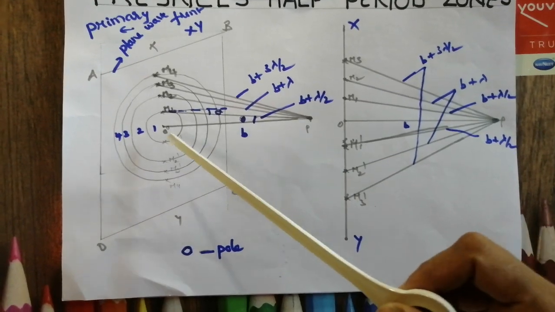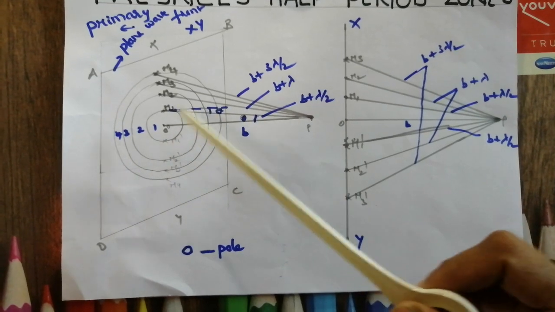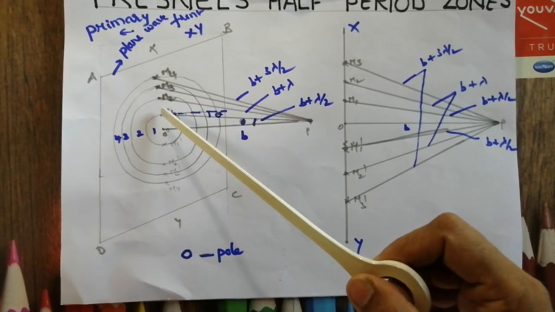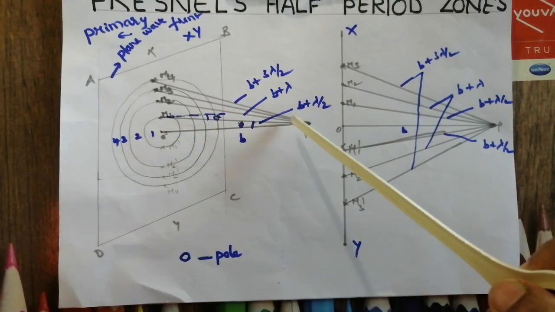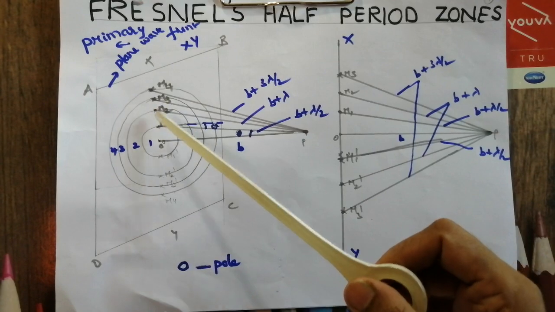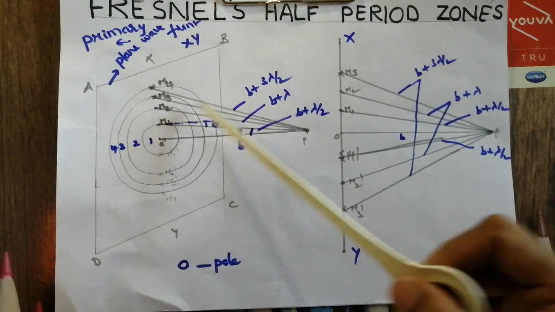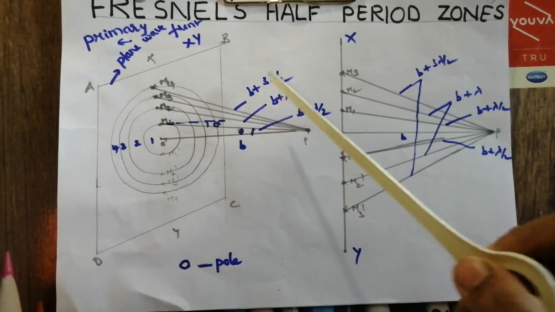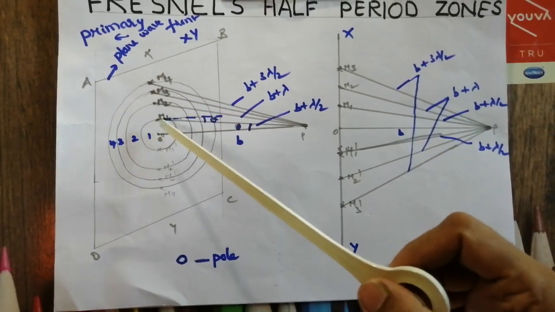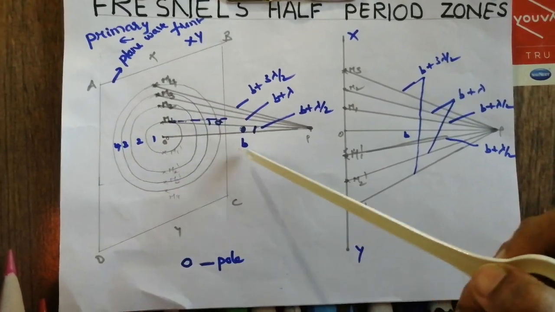The difference between the distances OP and M1P should be lambda by 2. So we have to put a point M1 such that M1P minus OP equals lambda by 2. Similarly, we put a point M2 so that the difference between the distances M2P and M1P is again lambda by 2. In this way, we put points, then draw circles like this. These circles are known as half period zones.